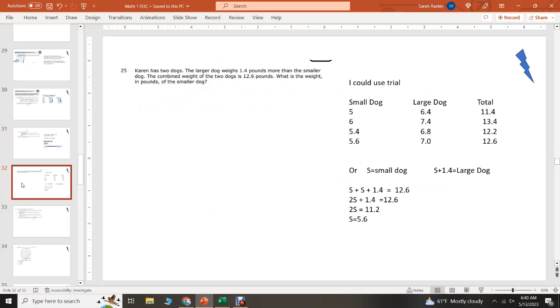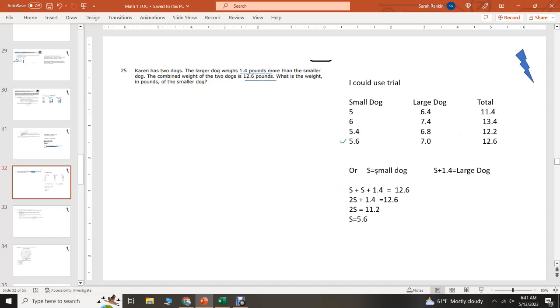Let's see, question 30. Karen has a dog. So in other words, 2 ways to do this. Again, the easiest way is just to do some trial and error, right? Small dog, large dog. So I tried 5, and it says I got to add 1.4 because it weighs 1.4 more. So I tried 5 and 6.4, and it didn't total to 12.6. So I added a little more, 6. Got up a little too high, so it's got to be somewhere between 5 and 6. So I tried 5.4, and then I tried 5.6, and it worked.